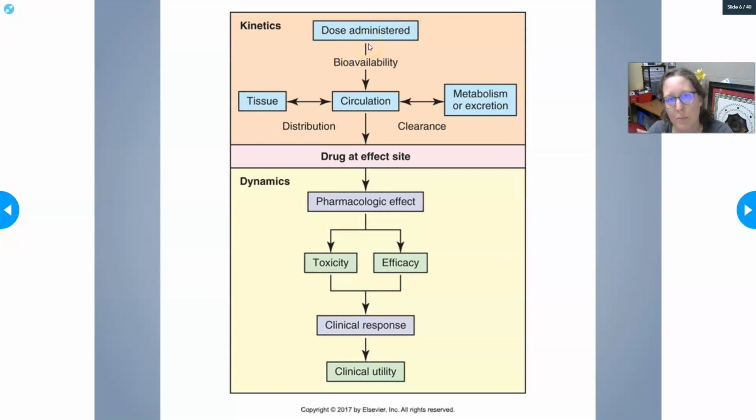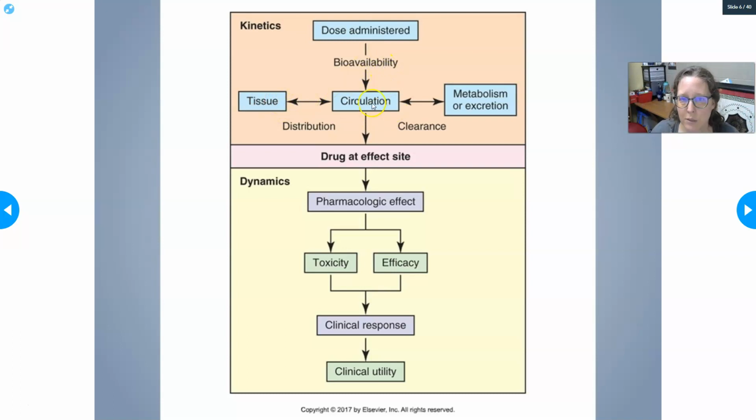Okay, so again, the pharmacokinetics is how the drug moves through the body. So this is going to be directly related to the dose. The dose is going to be related, of course, to the size of the patient, and the size of the dose is also going to relate to its bioavailability and how much hits the circulation and how much hits tissue. So that's distribution. And then also how it gets excreted and cleared from the body. So how is it moving through all the compartments of the body, etc.